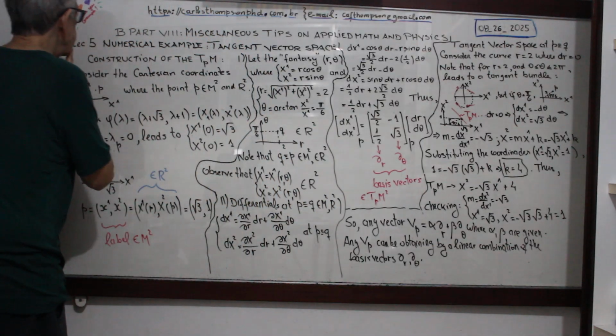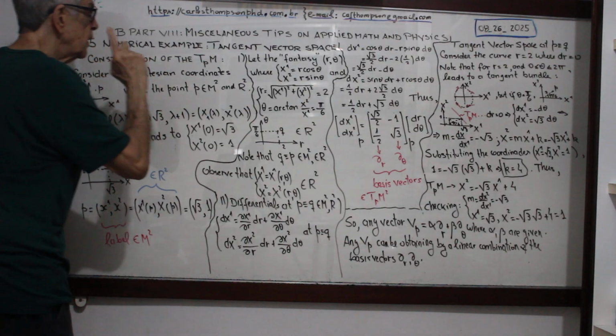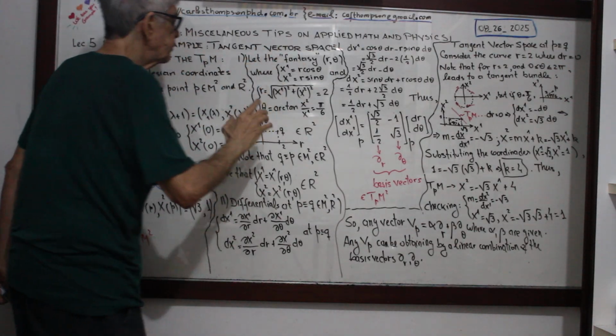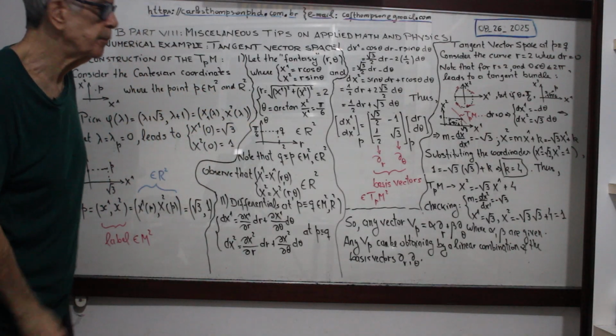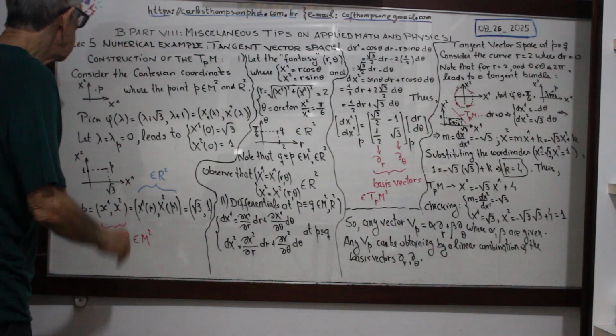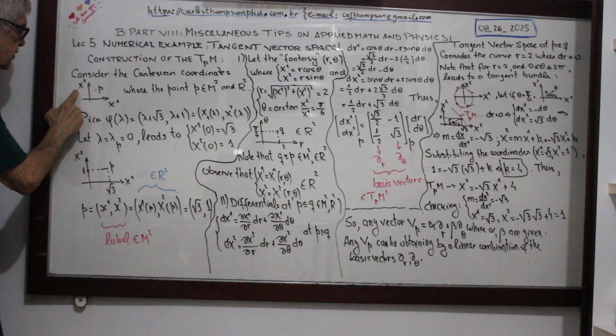Let's move to lecture 5. Numerical example, tangent vector space. This will be a different tangent vector space, as you see. So, consider the Cartesian coordinates x1, x2.